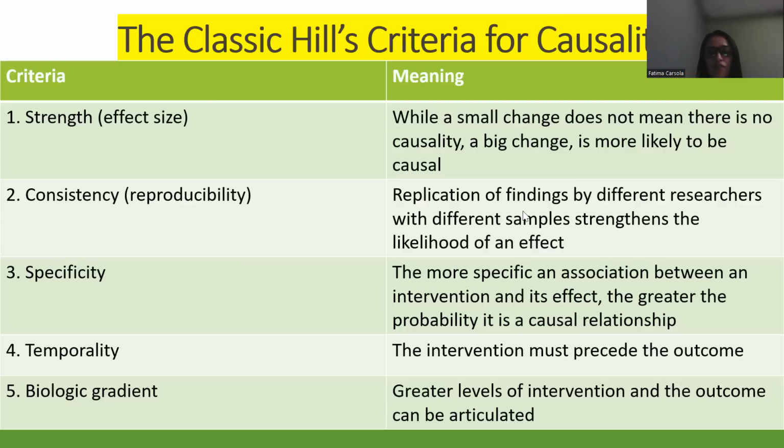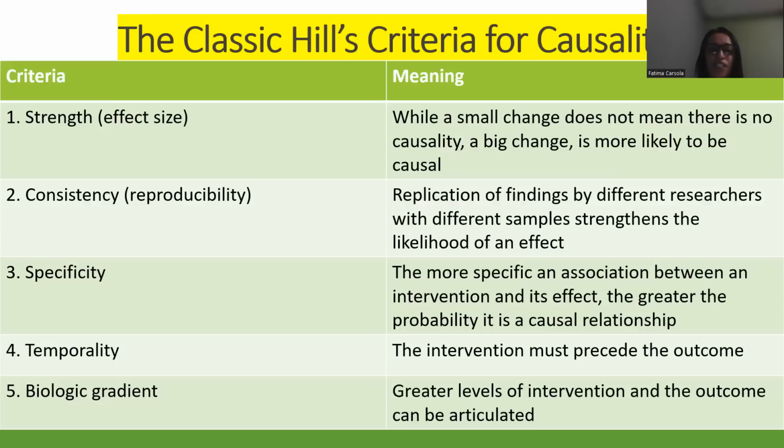Next, consistency. Replication of findings by different researchers with different samples strengthens the likelihood of an effect. When we say consistency or reproducibility of that research, it is for you to find out if there are studies done on the same topic, but conducted at another time or with different samples, using the same questionnaire and title. That is what we call replication. Parang inuulit mo yung research in a different time with different participants or different samples.